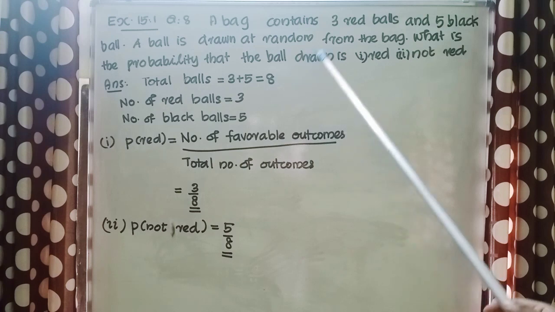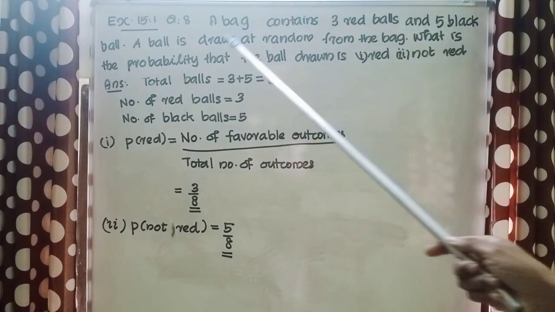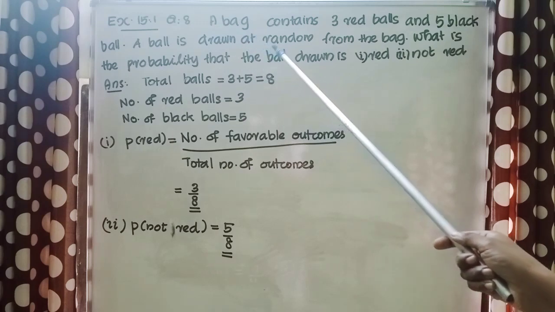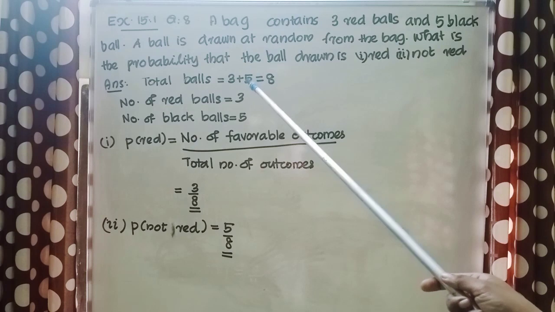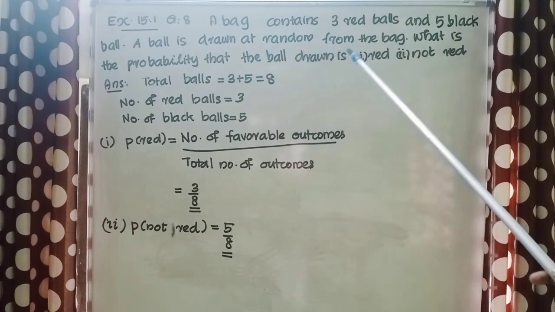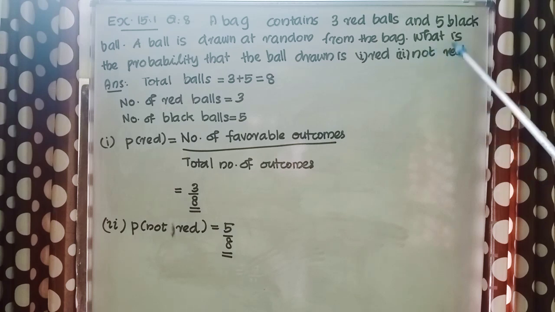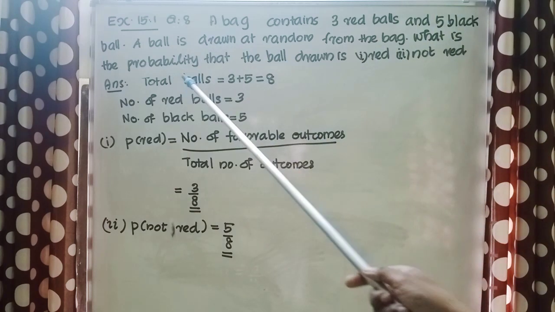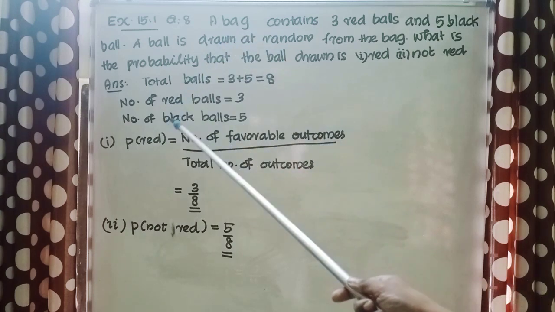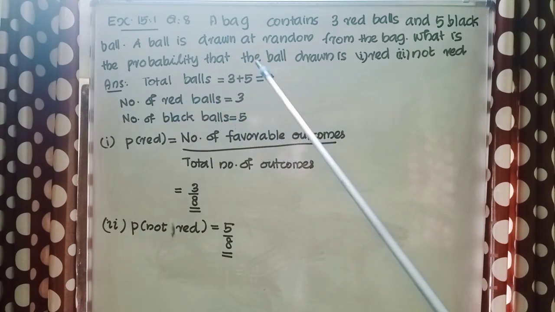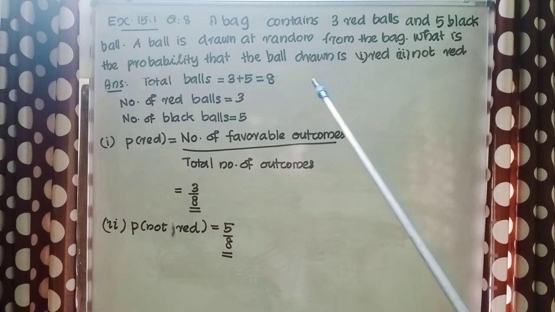A bag contains 3 red balls and 5 black balls. A ball is drawn at random from the bag. What is the probability that the ball drawn is, first question, red, second question, not red? Answer. Here, number of red balls 3, number of black balls 5. So total balls 3 plus 5 equal to 8.